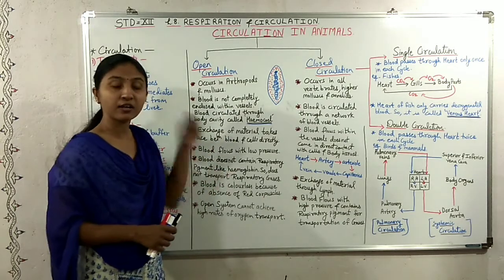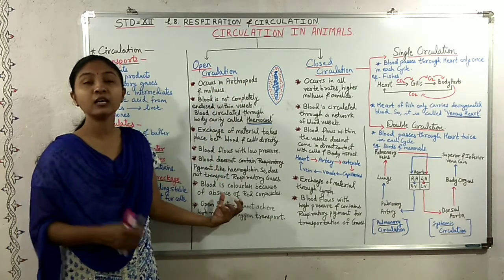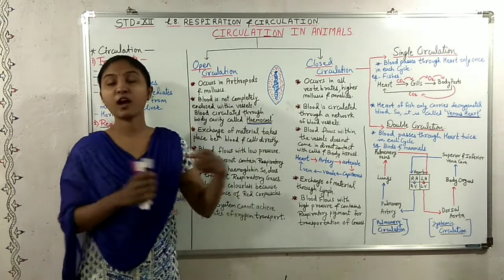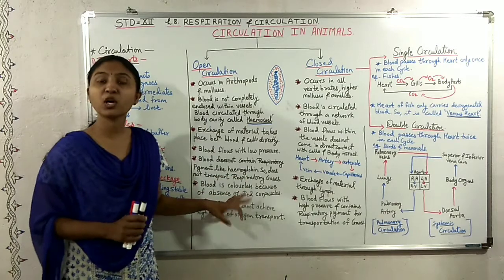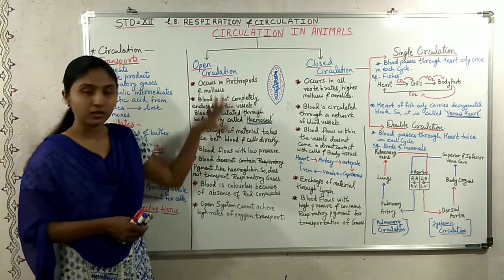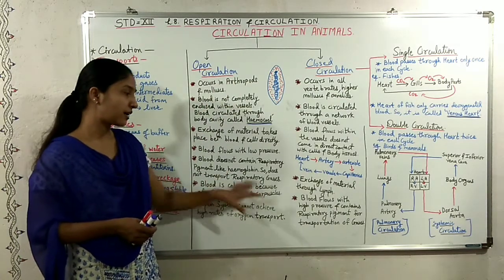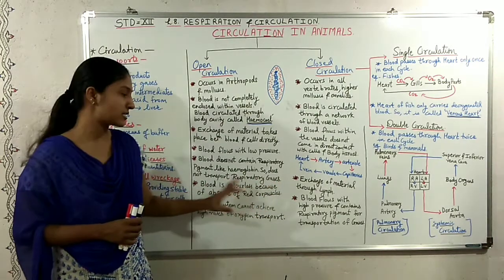The blood in the open circulatory system does not contain respiratory pigment in it, and it does not support the transport of respiratory gases. The blood is colorless because it does not have red corpuscles in it. So in this open circulatory system, the blood is colorless, it does not support the transport of respiratory gases.